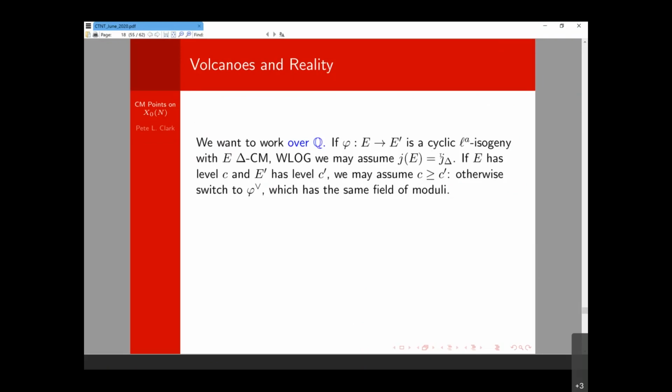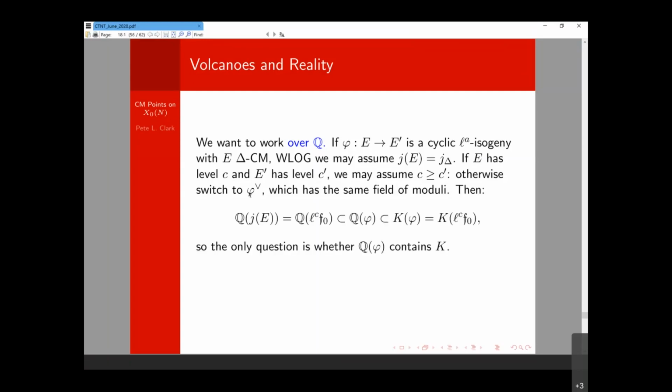And then to simplify things, why don't we assume that the level at which we end in our path is no deeper than the level in which we start? Why can we assume that? Well, for instance, if it were the other way around, we could just reverse the path. But reversing the path would correspond to the dual isogeny, which has the same field of moduli. So we may as well assume that we start out at least as deep a level as we end up.